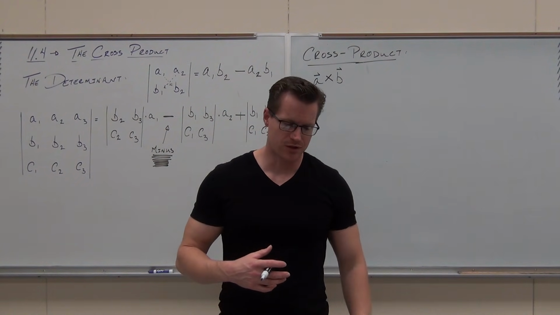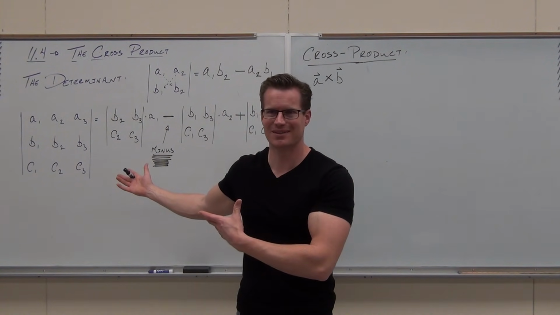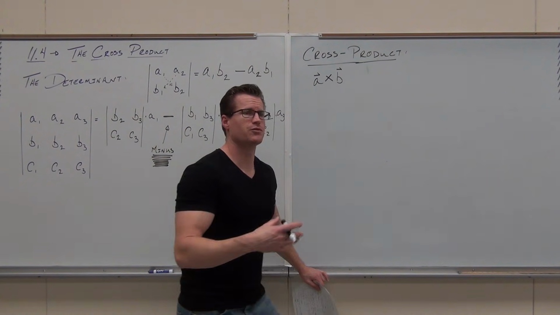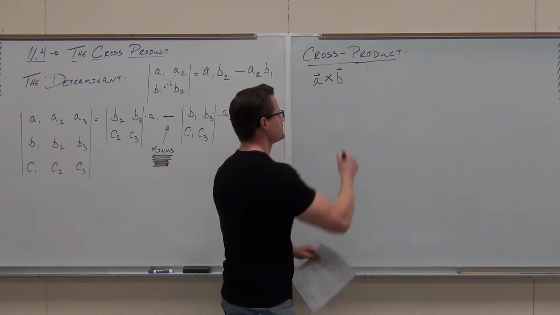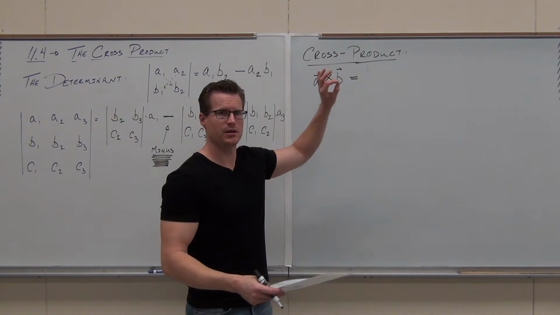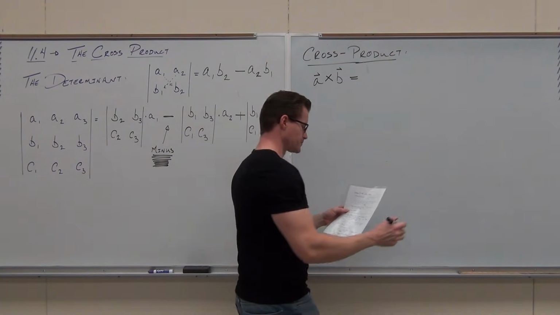I'm going to give you the definition of what the cross product actually is. I'm going to show you why in the world we have this thing, because like, what? Why? And I'm going to put them together for you. Here's the definition of what a cross product actually does. Provided we have these two vectors, A1, A2, A3, and B1, B2, B3, here's what the cross product does.